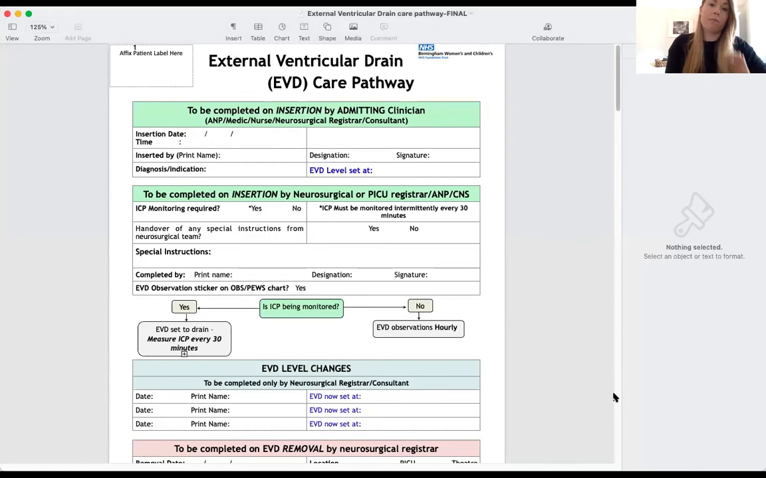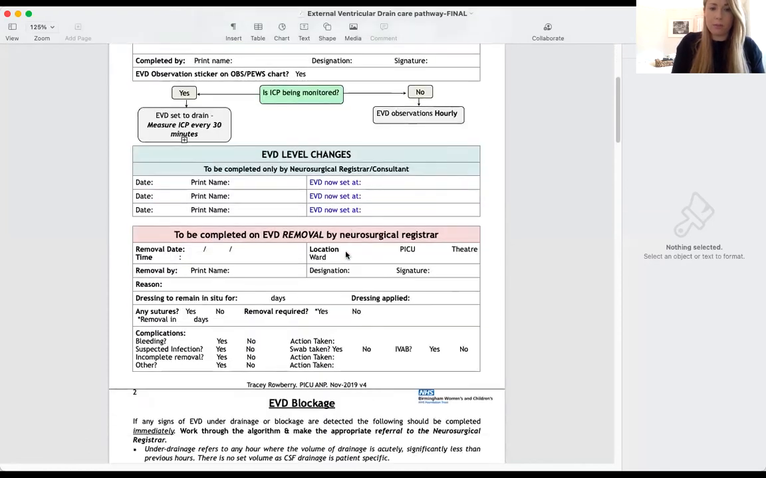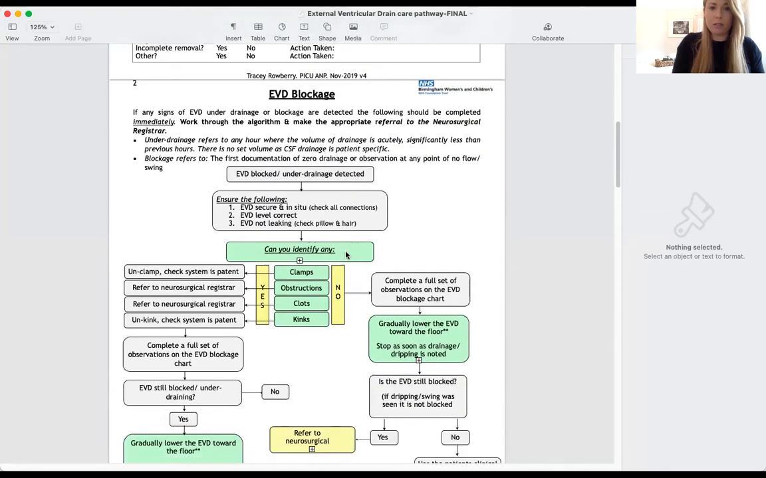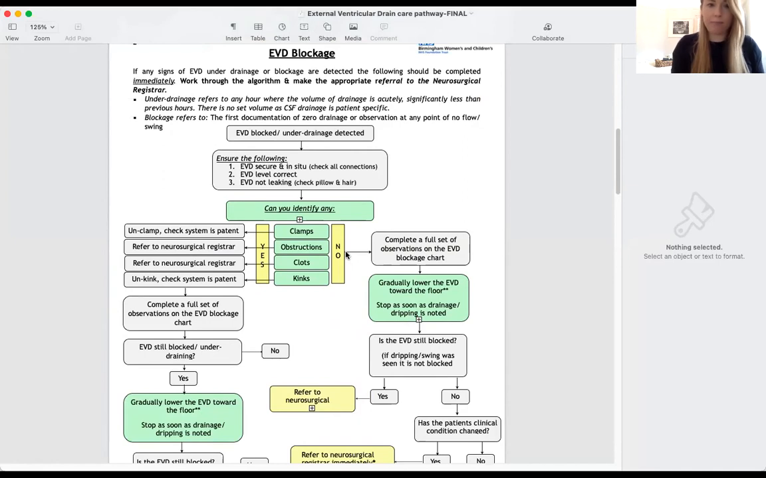So I'm just going to quickly bring up the pathway. So this is the EVD care pathway. We've been through the first section. So this is if we suspect a blocked drain, and it's essentially a nice flow chart that will guide you through the process of checking for a blocked drain.